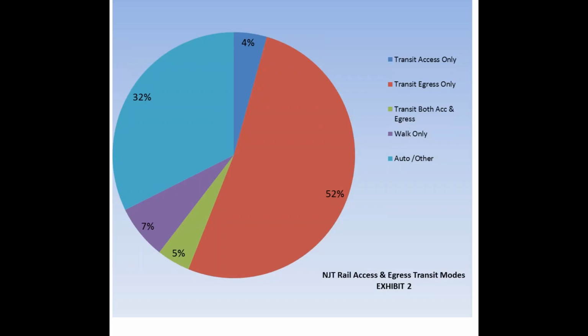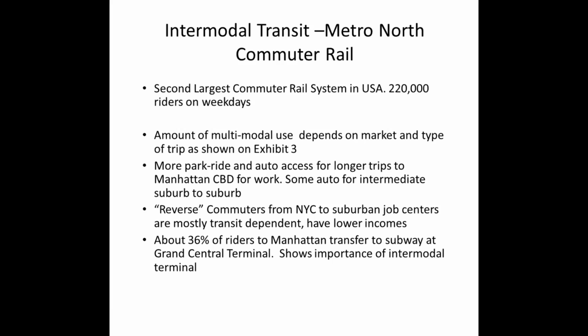The 52% use transit only on the egress, or to get to their job side. 4% are using transit on the origin side, and only 5% use transit on both ends, and 7% walk on both ends. Now, intermodal transit does vary. I'm also going to talk about Metro North, the second largest commuter rail system in the United States.